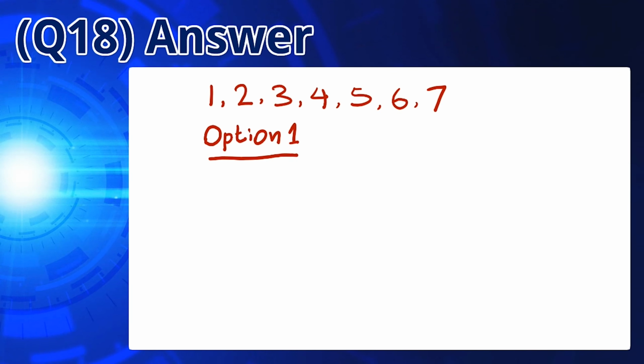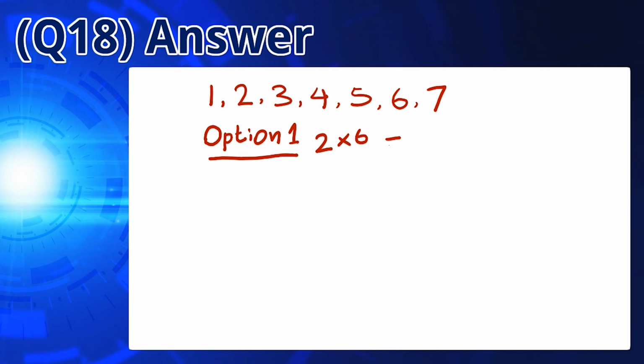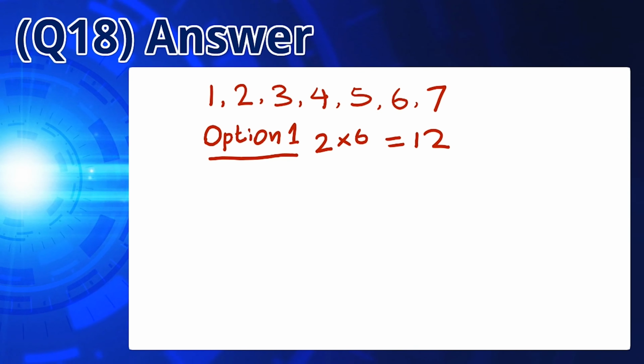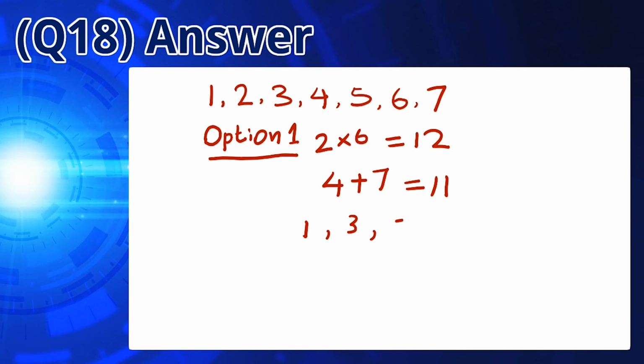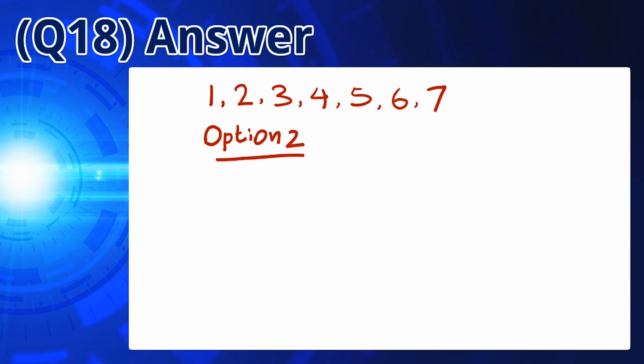We can try different possibilities to find the correct one. We can use 2 and 6 to give a product of 12. This means that we must use 4 and 7, which gives a sum of 11. This leaves the numbers 1, 3, and 5. But there is no pair in between them which subtracts to give 1. Let's try option 2.